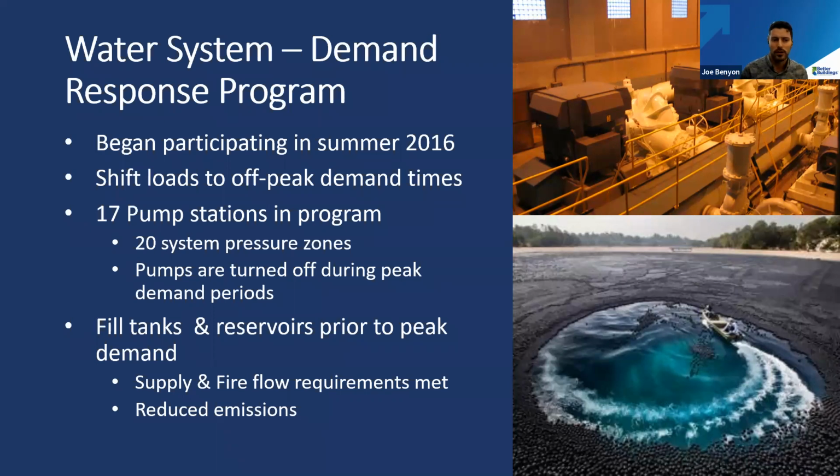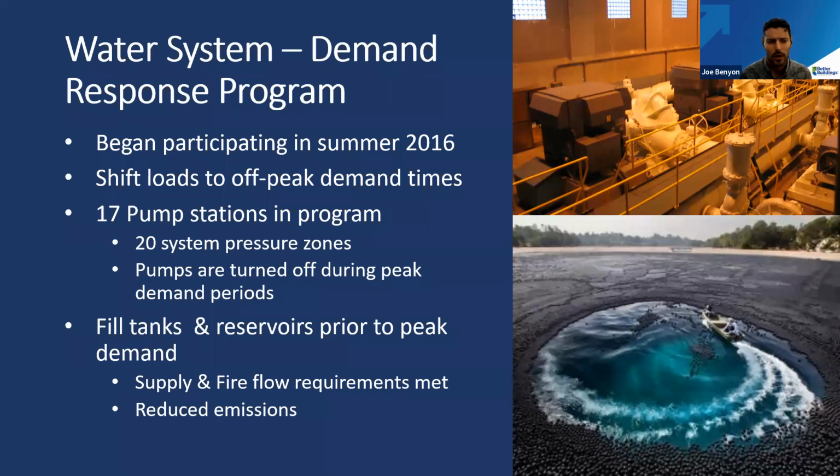So our demand response manager provides 24 hours of notification to us of a demand response event that typically lasts anywhere from 2 to 6 hours and requests our participation. At that point, we normally comply and say that we're going to be participating, and our water control group and our operators fill our tanks and reservoirs to the maximum capacity on off-peak hours so that we have sufficient capacity to meet our water demands.